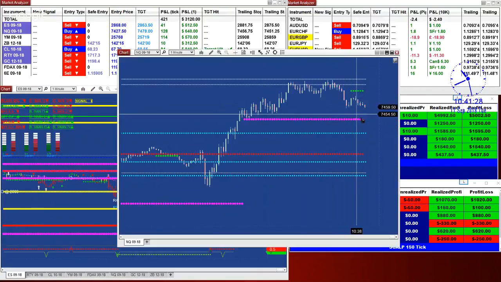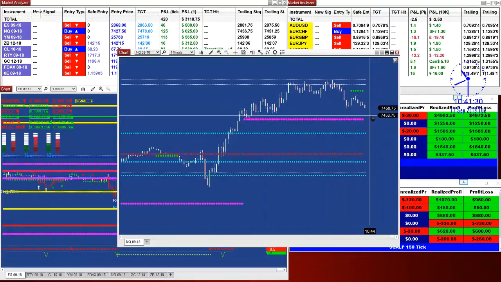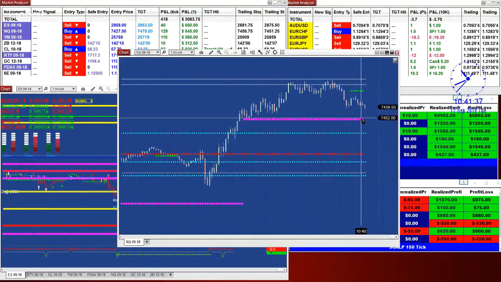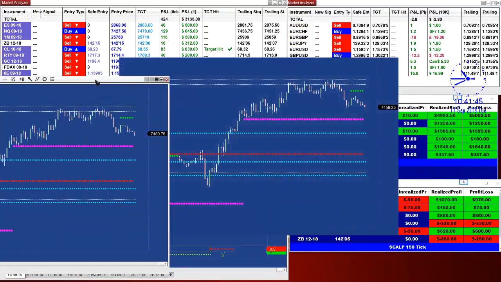So I'm keeping my eye as an entry for the Nasdaq at a limit order on a buy for 452. Please follow me on a sim with it.